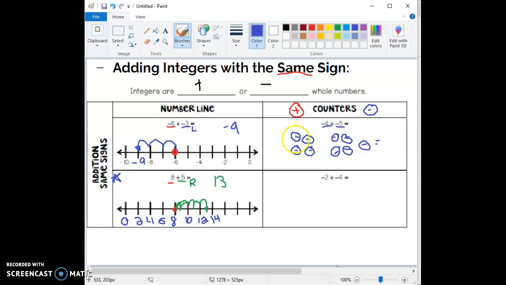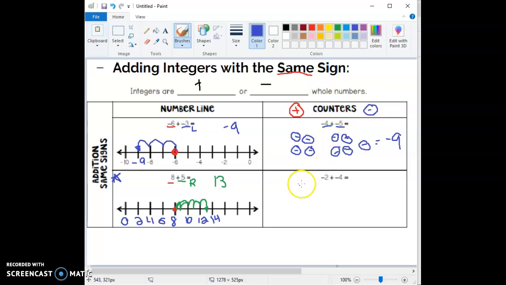Okay, if I count up my total number of counters, they're all negative, so I can just add them. 1, 2, 3, 4, 5, 6, 7, 8, 9. So because they're all negative, it is going to be a -9. Okay, now would be a good time to pause the video and do -2 plus -4.